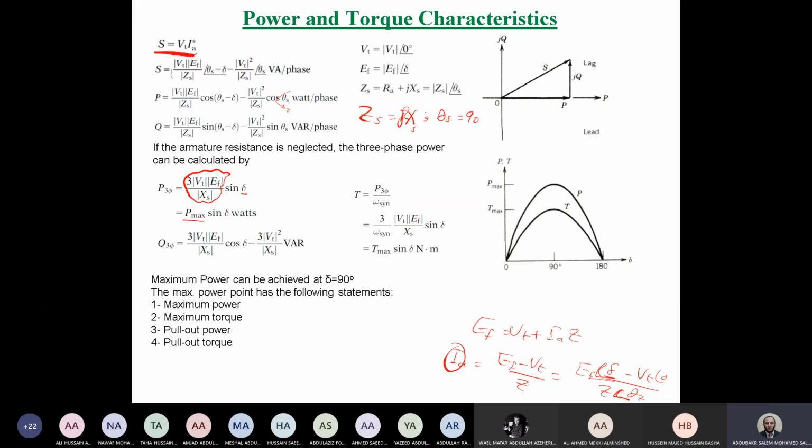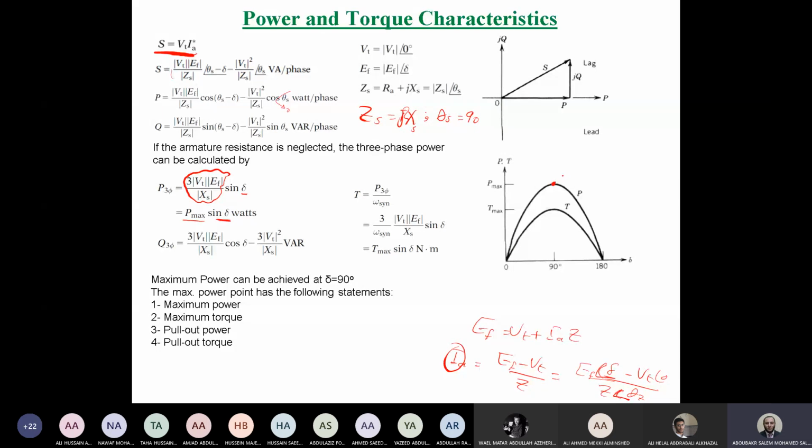If this is P maximum, guys, so we can say that P equals P maximum at delta equals what? When will the power be maximum, guys? When delta equals what? Pi over 2. So if delta is pi over 2, you will find the power is maximum. As you can see here, this is our relation P versus delta. At delta equal 90 degrees, you will find the power here is maximum.